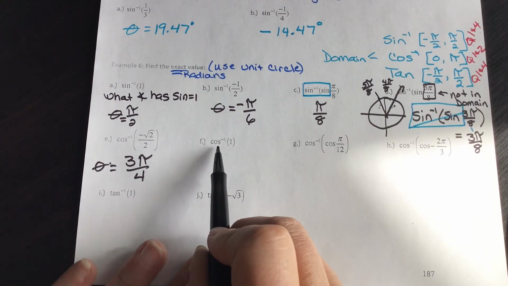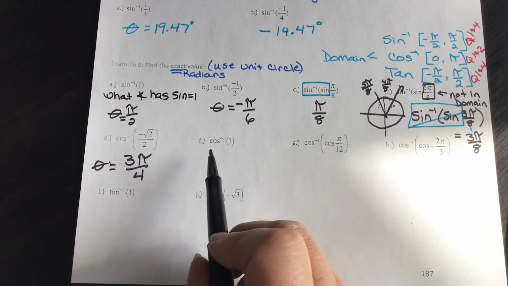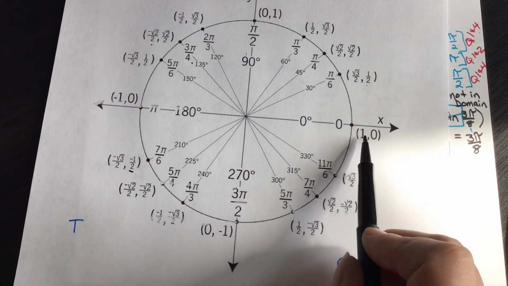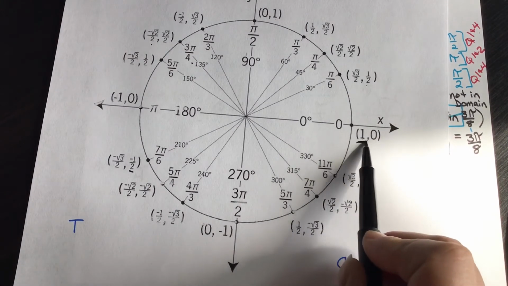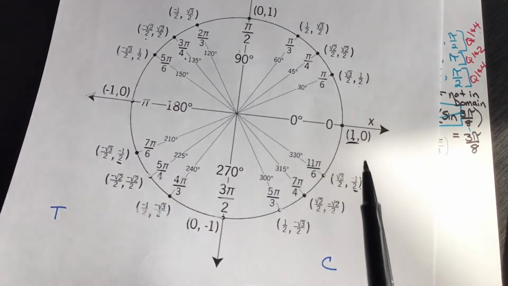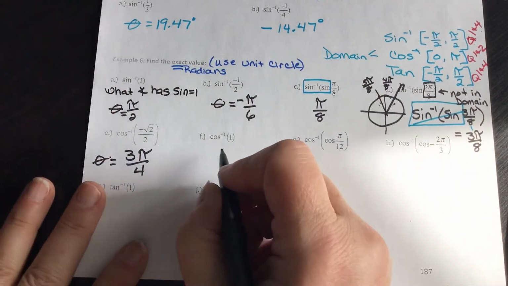Which angle has a cosine of 1? Okay, so cosine of 1, the x-coordinate is 1, and that would be a 0-degree angle. So this is 0.